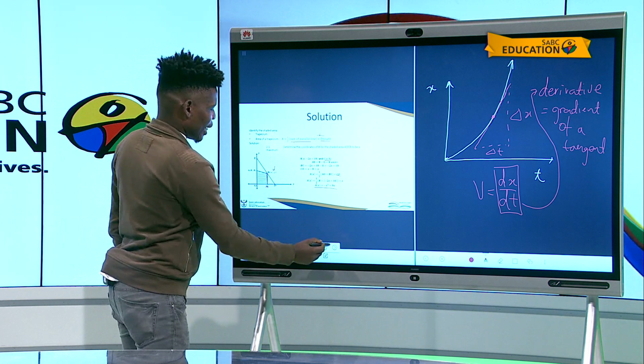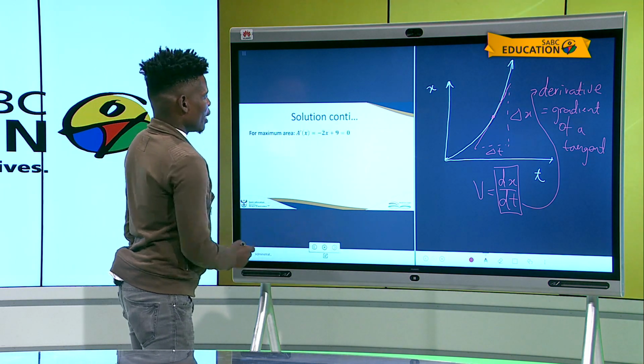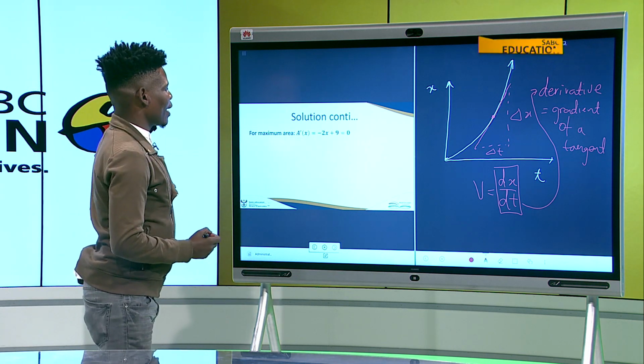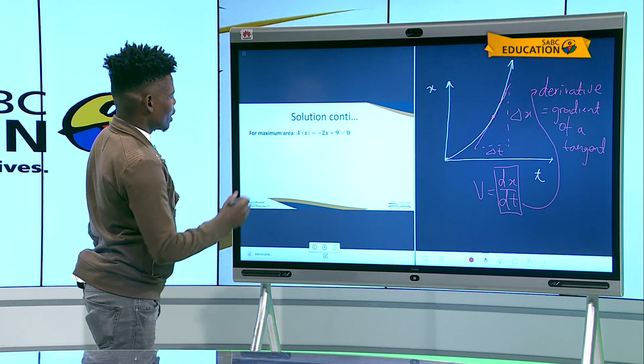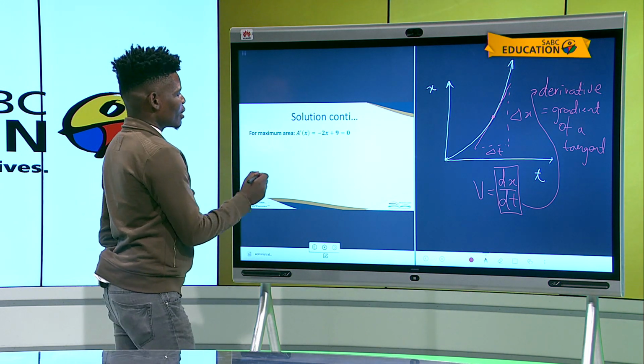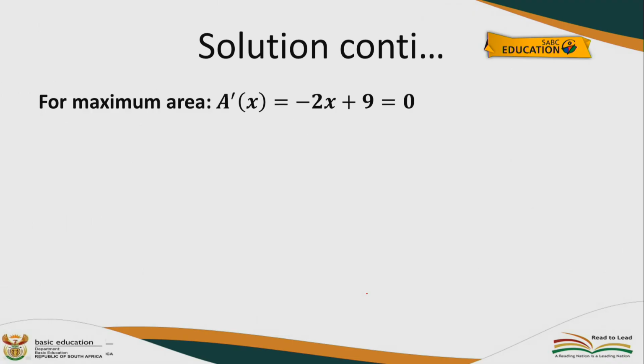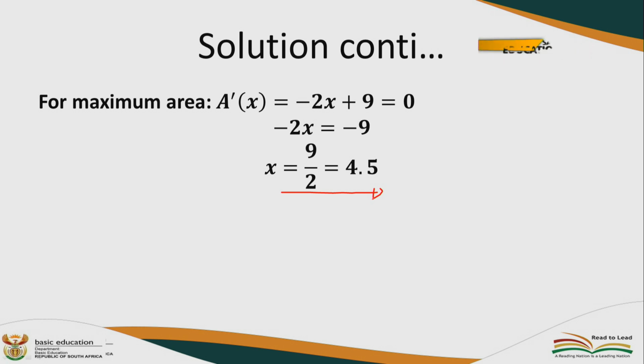Now, the question is on maximization of this area. So for maximum area, we need to set the first derivative equal to 0. So we differentiate the expression for area, we get negative 2x plus 9, we equate that to 0, and then we solve for x. And we find that x will be 9 over 2 or 4.5. All right, so we still need to verify whether at this value of x we are really going to have a maximum area.